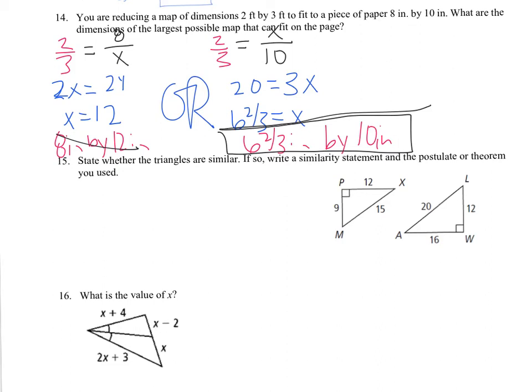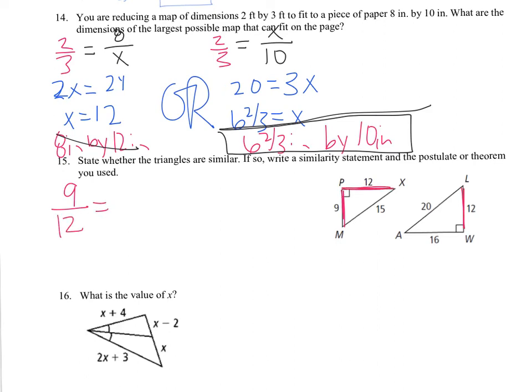Next. Question 15. Are these similar? Well, it looks like I'm going to try to prove side, side, side. How do I know that? Because when I look at this picture, I only have all 3 sides. So first I'm going to write up my equations. So I have my smallest length. That should be compared to my smallest length, which is the 12. That's how you know which numbers should go together.